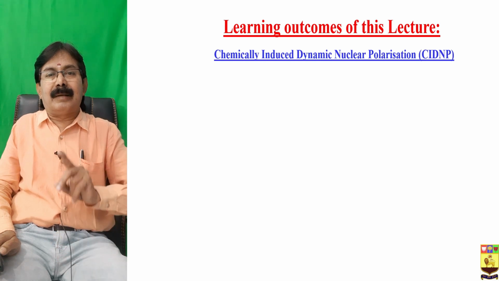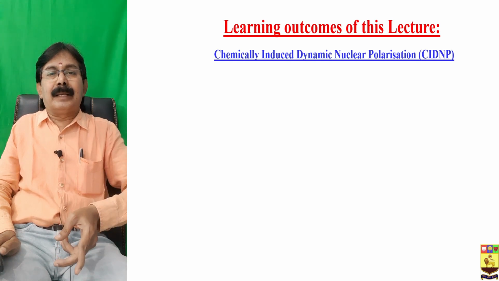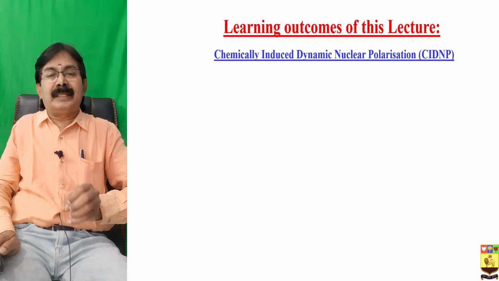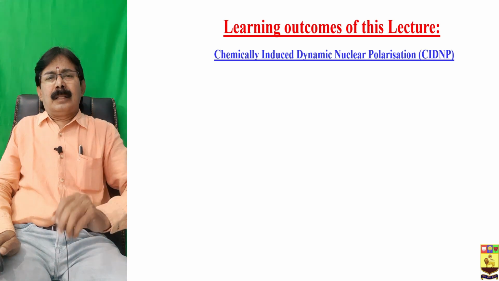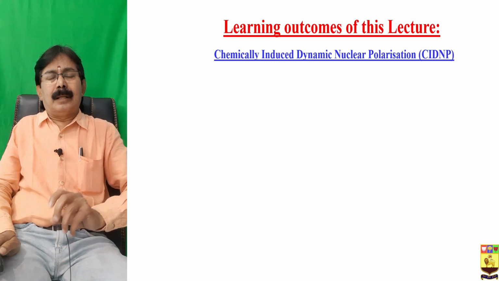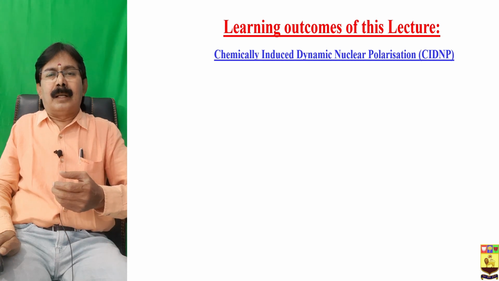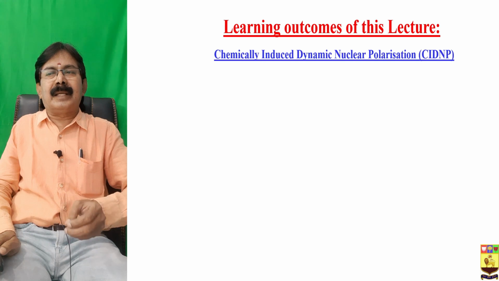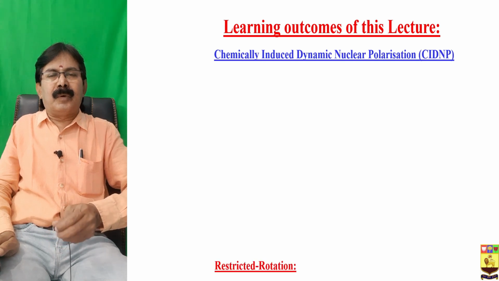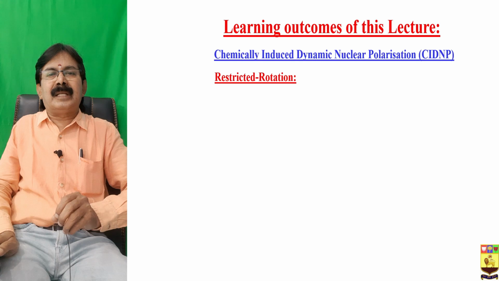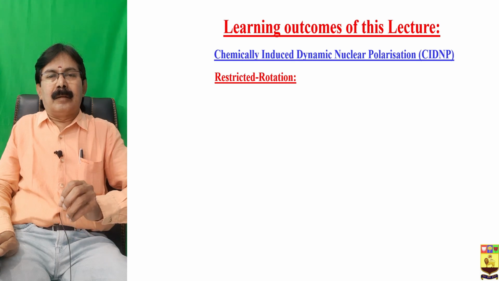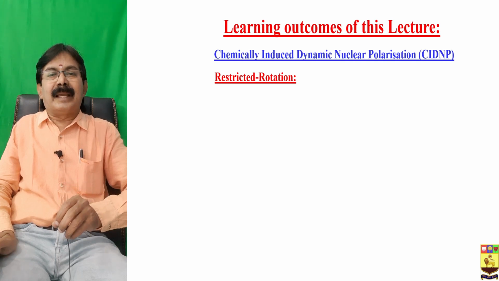Whatever we have seen in coupling, the magnetic information passes through the sigma bond. And in the NOE, the nuclear polarization passes through space. But here it's a chemically induced dynamic nuclear polarization. The polarization is passed to the nucleus through the electrons, that is free radicals, during the chemical reaction.